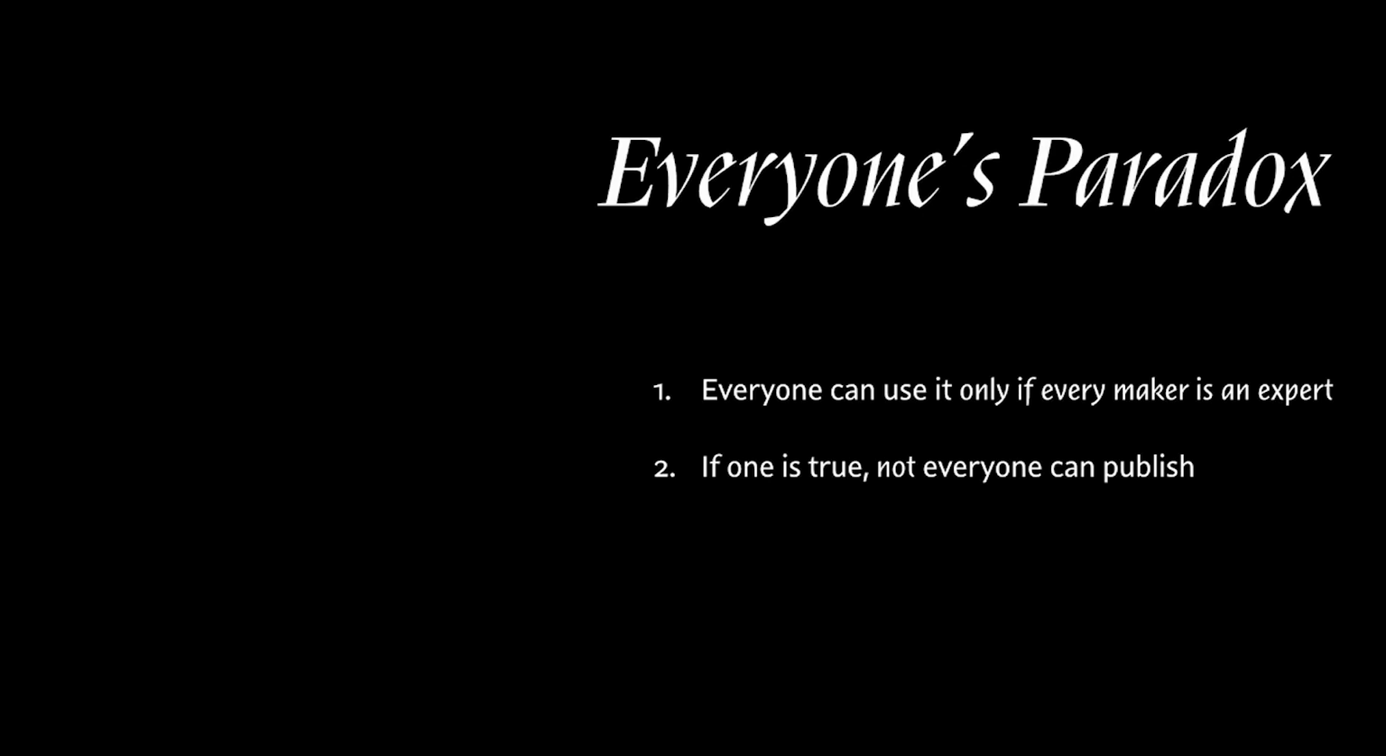It means everyone can use it, but it also means everyone is allowed to publish on it. And here is a paradox, I think. Everybody's paradox: everyone can use it only if every maker is an expert. Now, this illustration I showed you, it's not very easy to make this. I couldn't have made this 20 years ago when I started with the web. I wouldn't have known how to make this thing that works in all contexts. And can we even imagine all contexts?